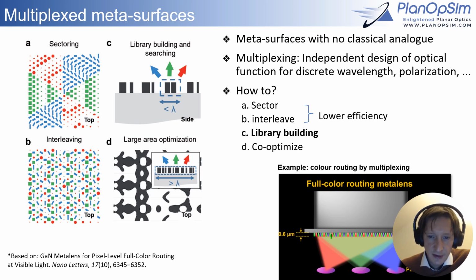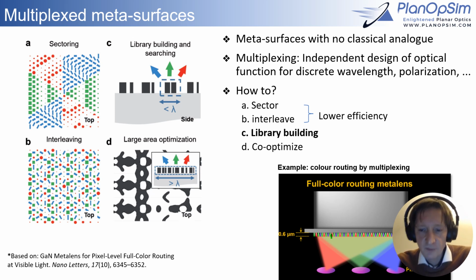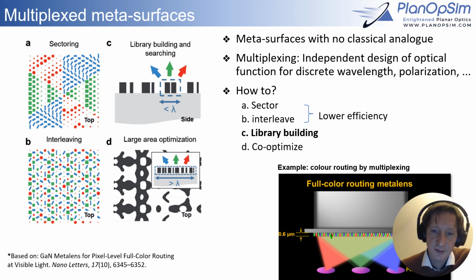The sectoring and interleaving approaches inherently have relatively low efficiency, which goes down further and further as we add more and more multiplexed conditions. So multiplexing 2 conditions would lead to roughly a 50% drop, whereas multiplexing over 10 conditions would lead to a 10% theoretical efficiency from a first estimate.